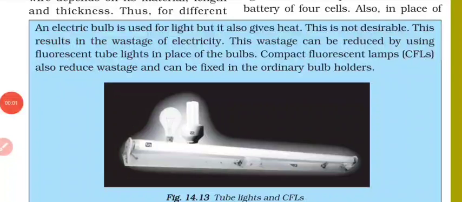Now, whenever we are using an electric bulb, it is using electric current and it will emit heat also. Light is being emitted, but simultaneously it will emit heat also. So it is a wastage of electricity. To prevent the wastage of electricity, we are using fluorescent tube lights or fluorescent bulbs or CFLs. This compact fluorescent lamp, that we call CFL, reduces the wastage of electricity as compared to the ordinary bulb, and it can easily be fixed in the ordinary bulb holder also.